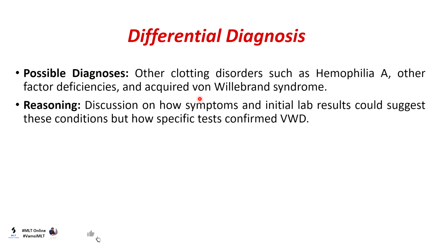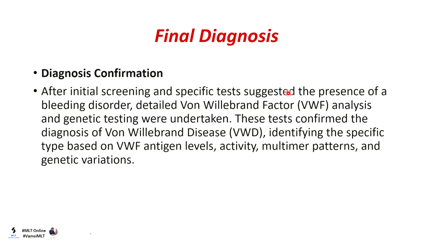And so the differential diagnosis that we considered in this patient included clotting factor disorders such as hemophilia A and other clotting factor deficiencies, and acquired von Willebrand factor syndrome such as from medications. So the final findings of this particular patient have been like this. After initial screening and specific tests suggested the presence of a bleeding disorder, detailed von Willebrand factor analysis and genetic testing were undertaken. These tests confirmed the diagnosis of von Willebrand factor disease, identifying the specific type based on von Willebrand factor antigen levels, multimer pattern, and genetic variation.